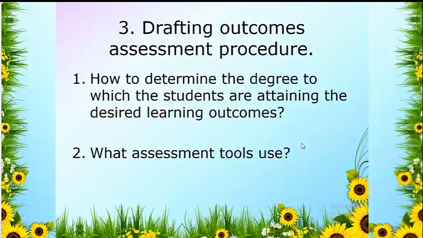How to determine the degree to which the students are attaining the desired learning outcomes. So this procedure will enable the teacher to determine the degree to which the students attained what they desired, what outcome they wanted to have. It identifies for every outcome the data that will be gathered, which will guide the selection of the assessment tools to be used and at what point assessment will be done. What tools of assessment are used here.